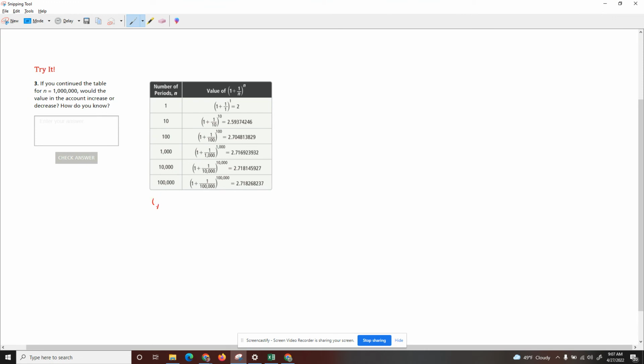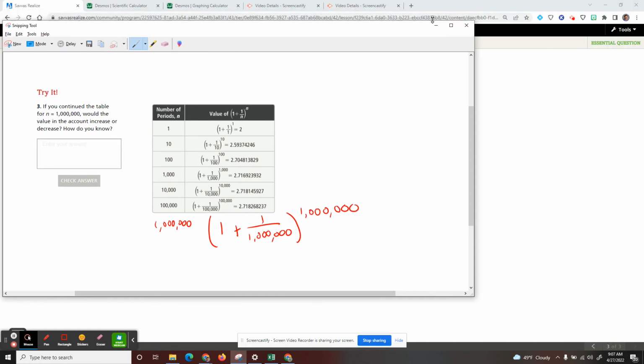So if this was 1 million, the way the formula would be written is 1 plus 1 over 1 million raised to the power of 1 million. So this means it compounds 1 million times in a year. So what we're going to do is we're essentially going to try to type this into the calculator. And I'll show you the best way to do that.